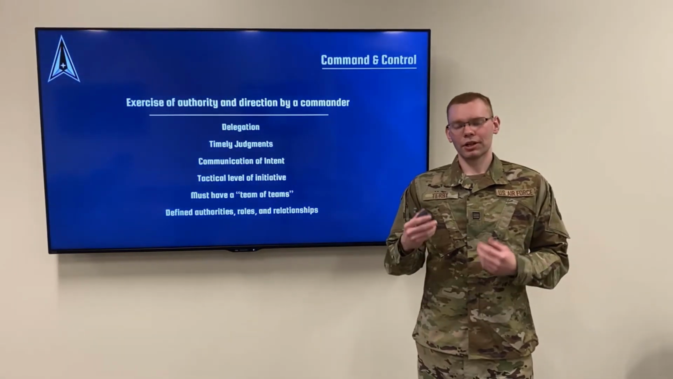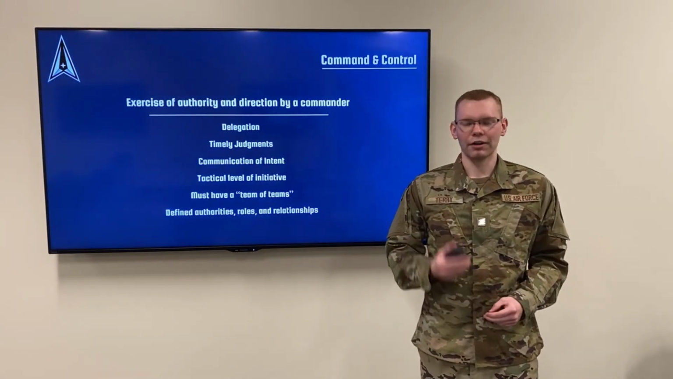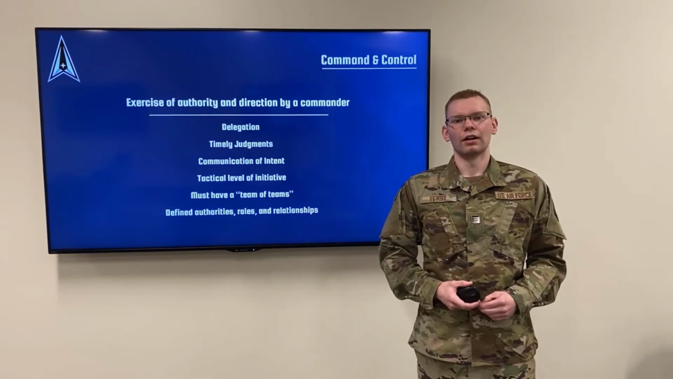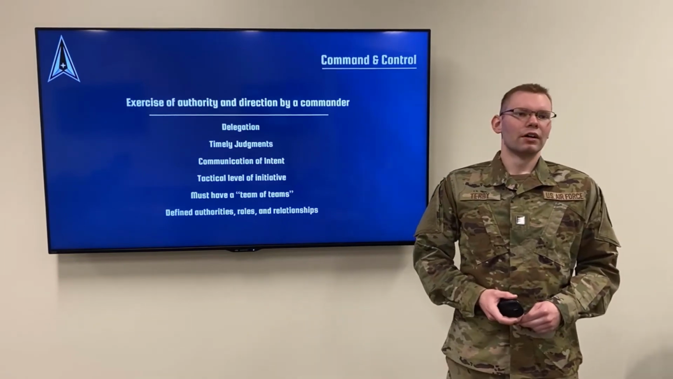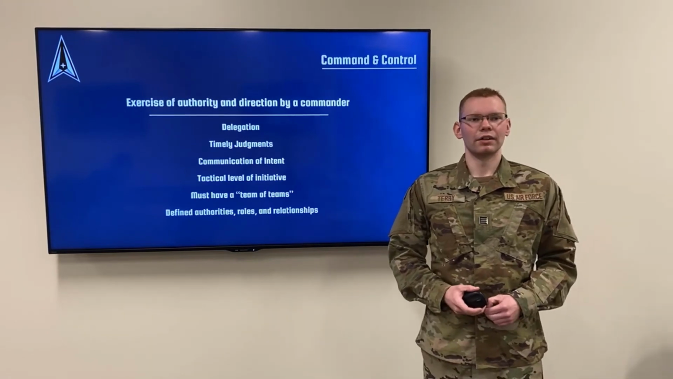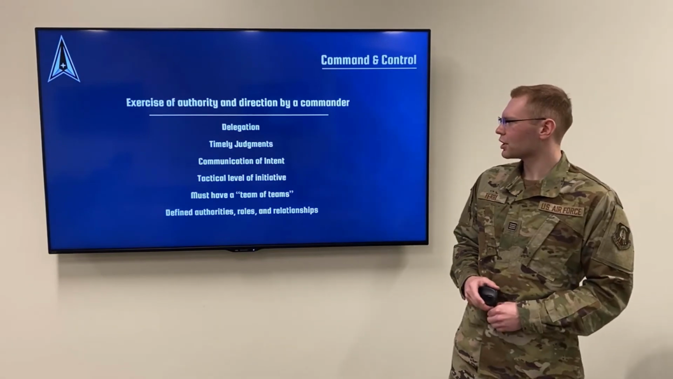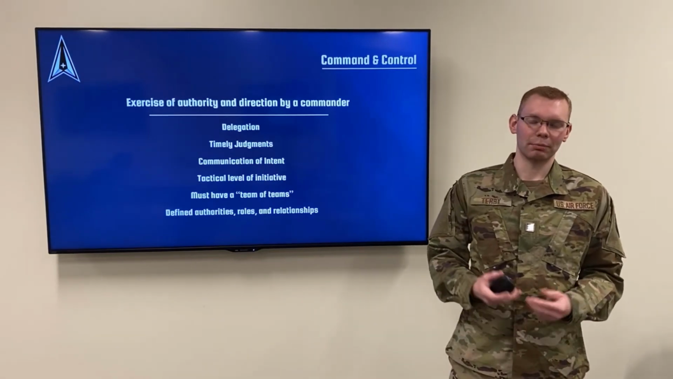Next, we're going to go into command and control: how you should act as a Space Force officer or an operations officer when you're a flight commander. As a commander, you will have the exercise of authority and direction by your commander. So what does this really mean, and how do we be the best space officers that we can be?